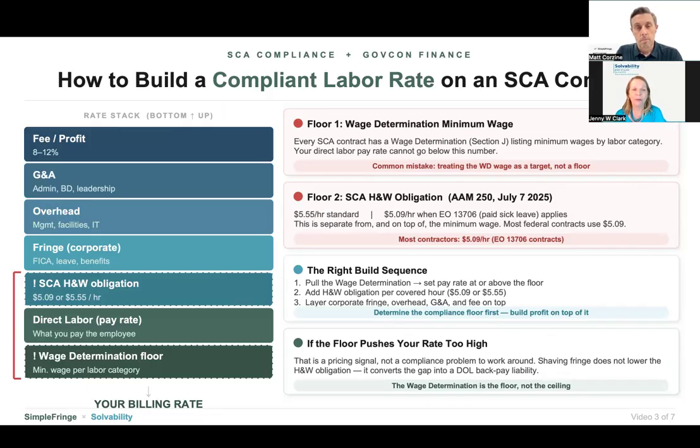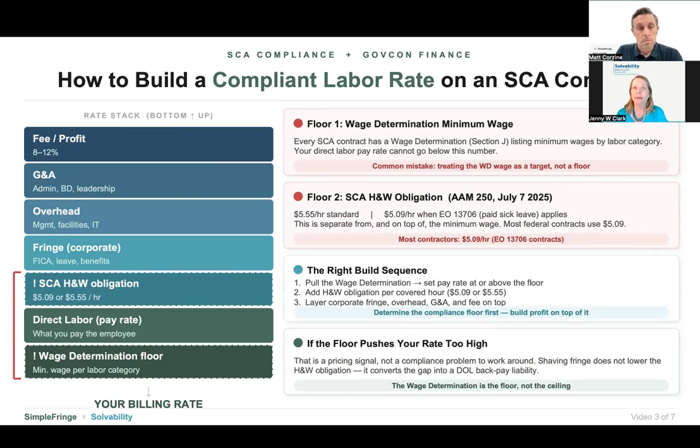So you've also got the fringe also includes holiday pay. Your vacation pay, your paid time off is actually specified according to seniority inside the wage determination. And all of those things are part of fringe. So there's a certain amount of finesse to figure out what part of fringe still needs to be applied after you've done the H&W.